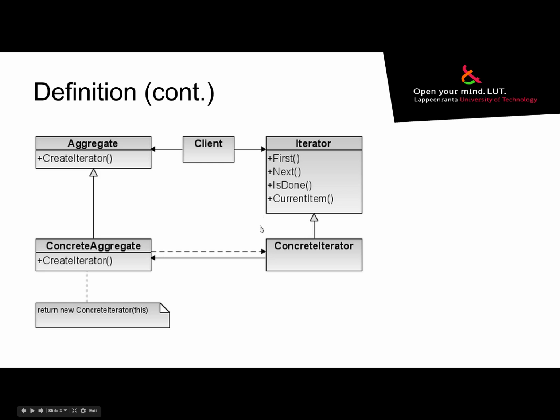The iterator contains multiple methods. So first, what's the first element? Is there a next? What's the next element? Is the iterating done already? And what's the current item? And then we have this concrete iterator that is implementing this.